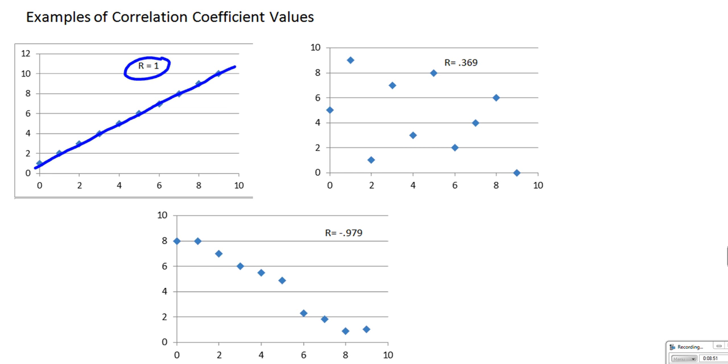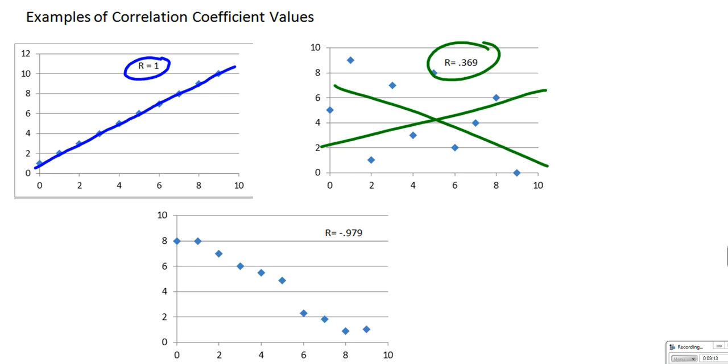This second data set has an R value of 0.369. If I try to draw a trend line through here, it's pretty hard. Does that look good? Does that look good? There's not a good trend here, and that's reflected with this R value of 0.369. It's very close to 0. If an R value is close to 0, the trend line that you might draw in there is not going to be a good predictor of what's going on in the actual data set.